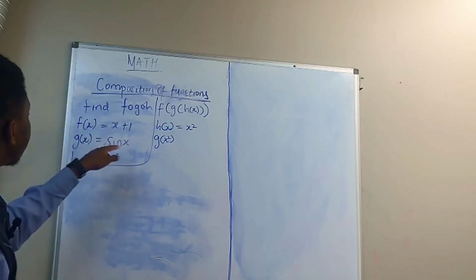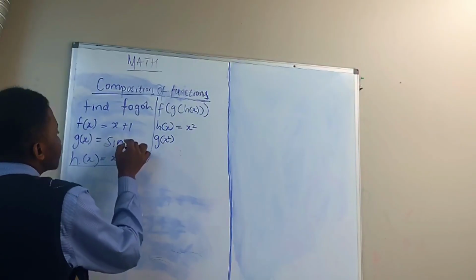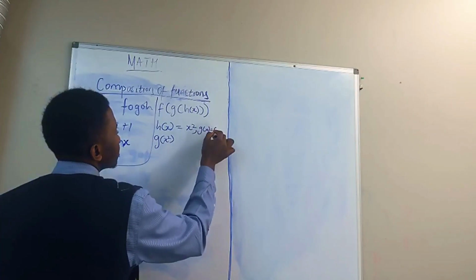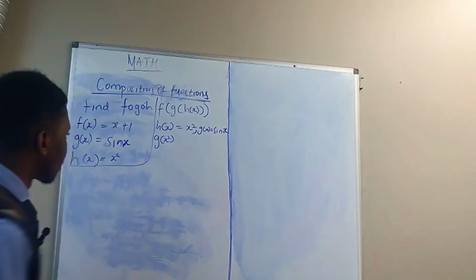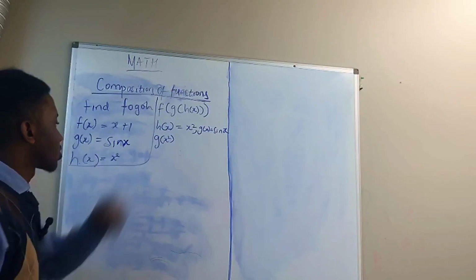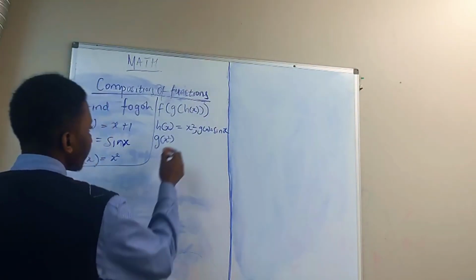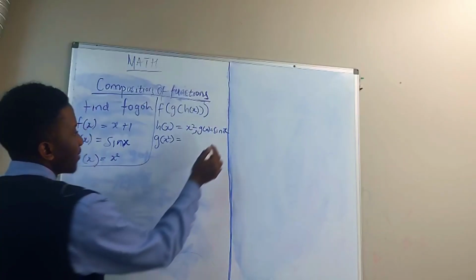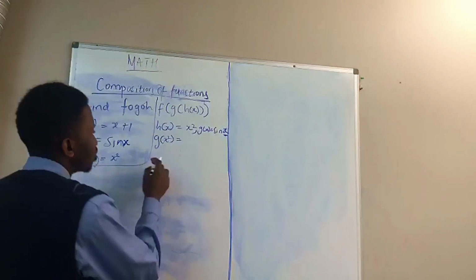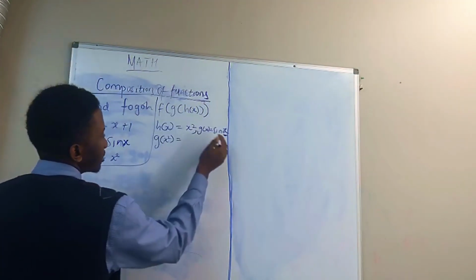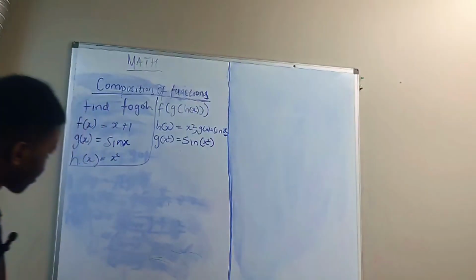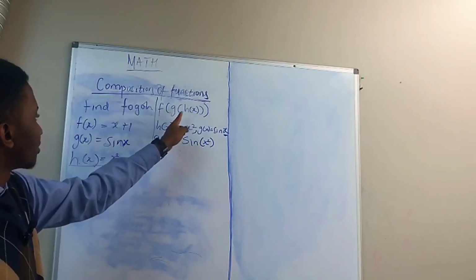But now, mind you, g of x was given to us as sine x. So we're now finding g of h of x, which is g of x squared. It's the same thing: where we have our variable, we plug in x squared into it. And so g of h of x is simply sine x squared. Now we've gotten this g of h of x.